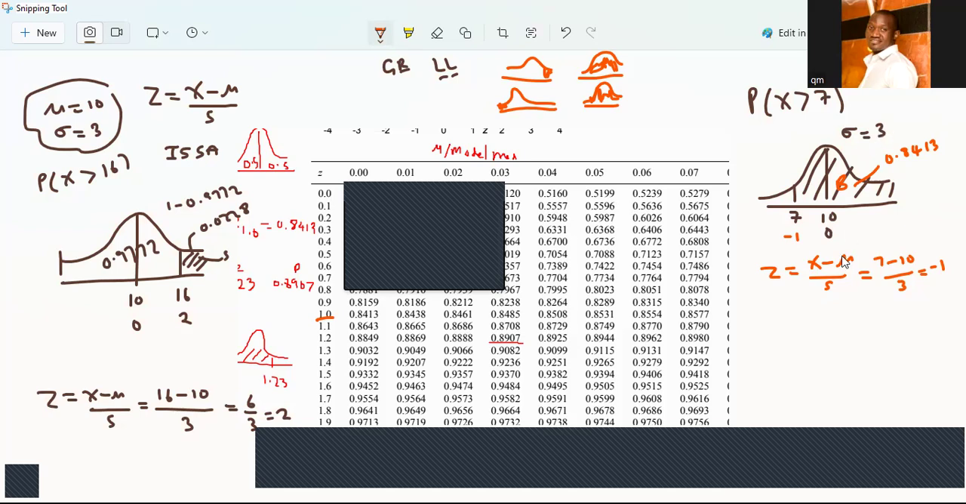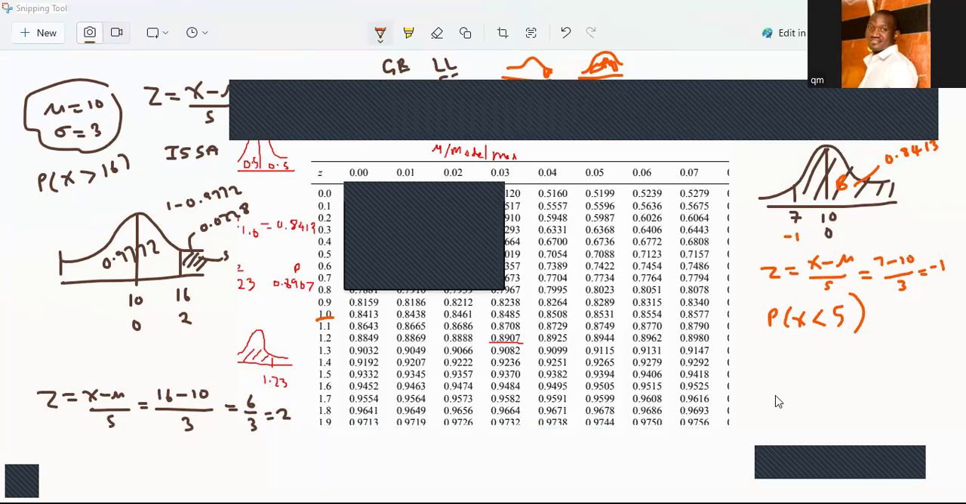Is that clear? All right. How about if we're told to find the probability of X is less than 5. What do we do?